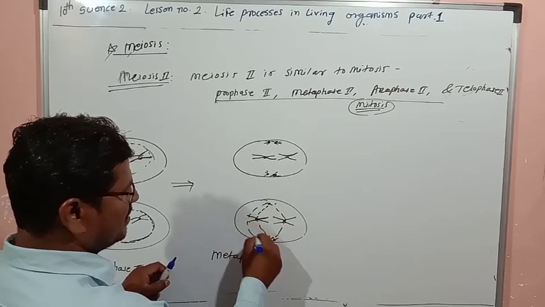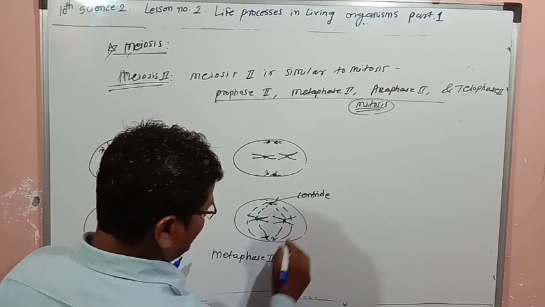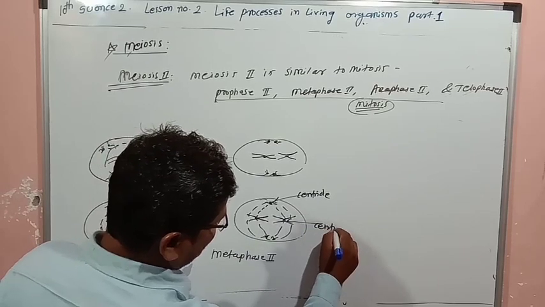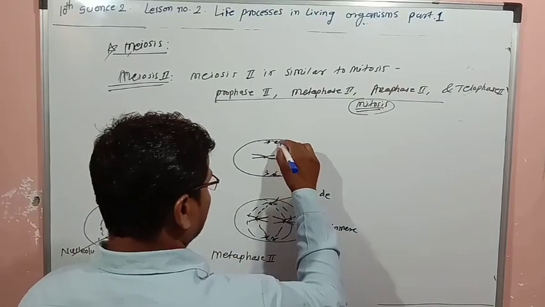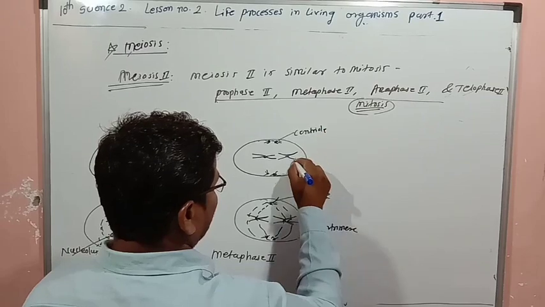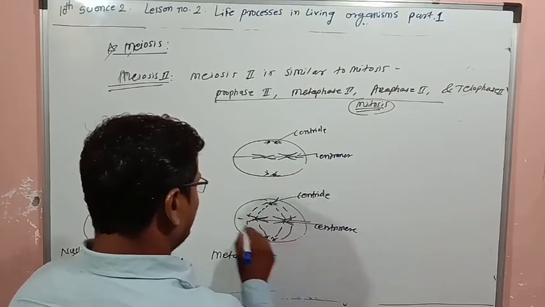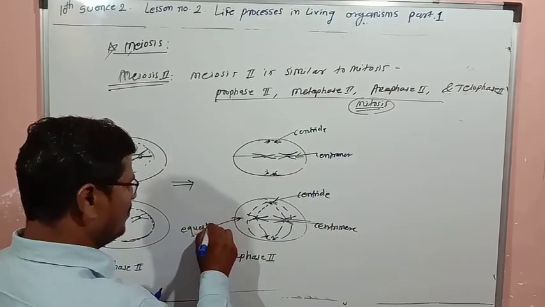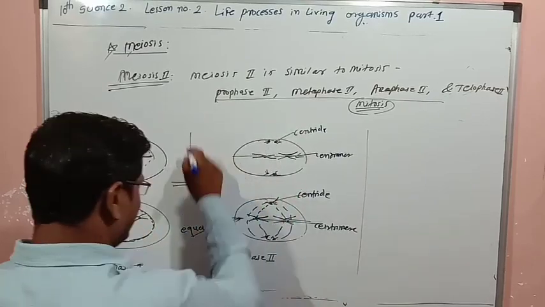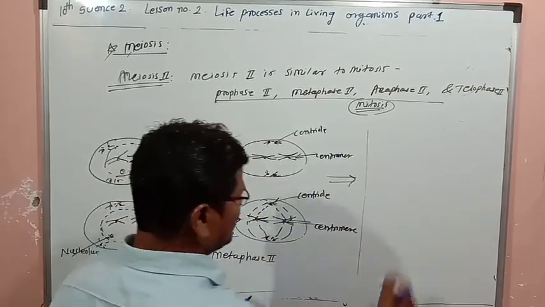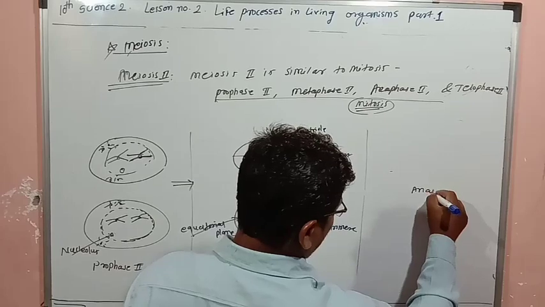Spindle fibers are produced between the centriole and the centromere. Here also the same, centriole, and here will be the centromere, and here will be the equatorial plane. After this, the next stage is anaphase.